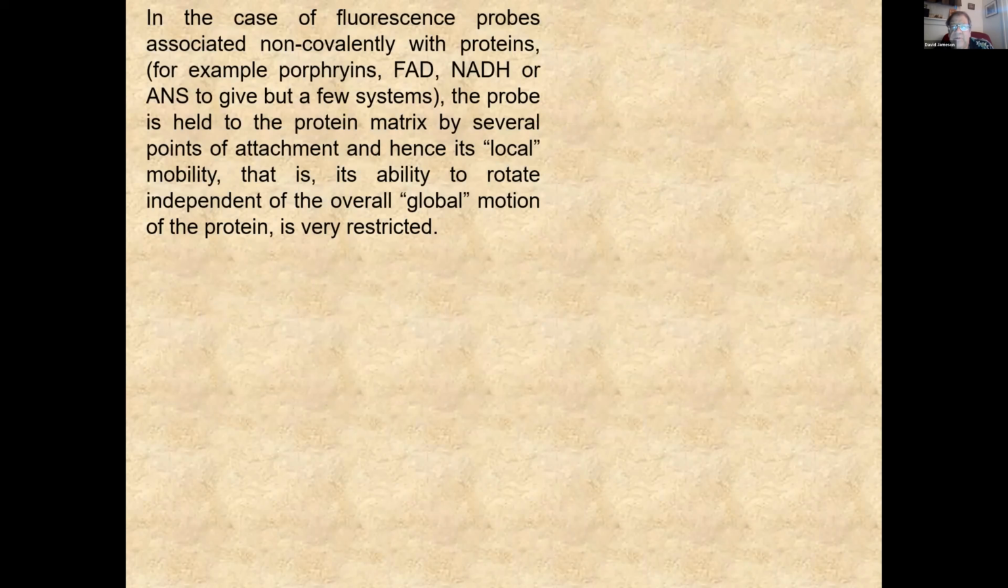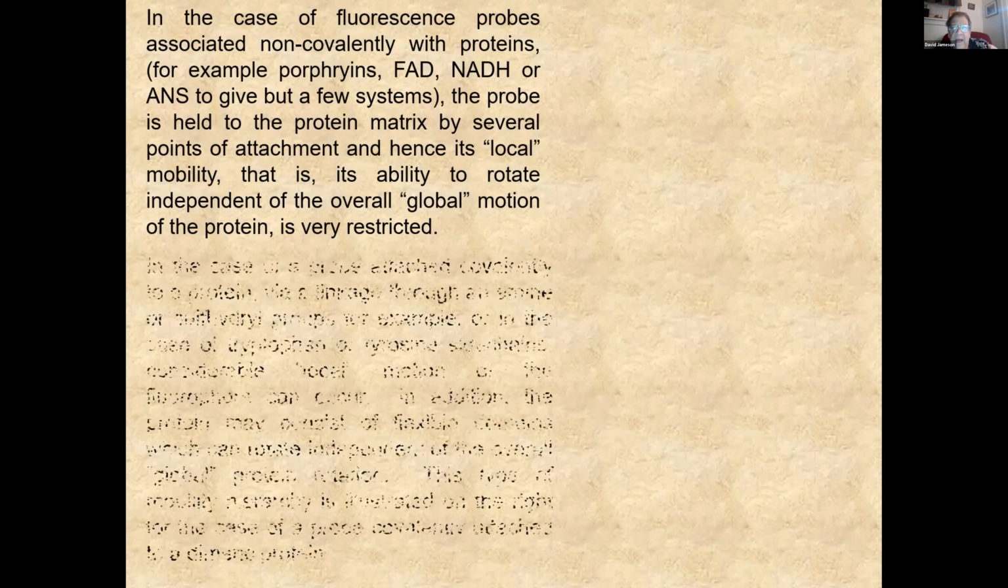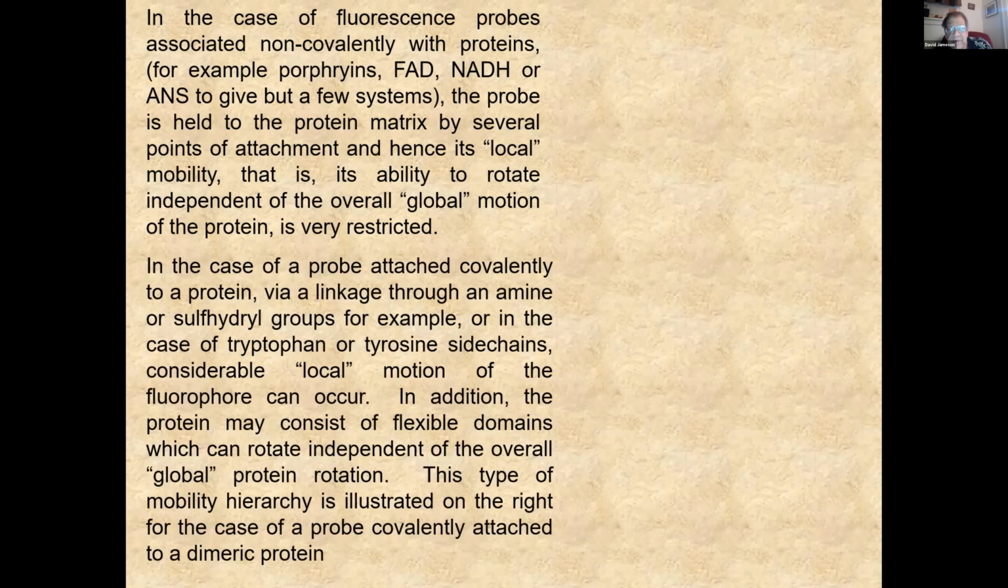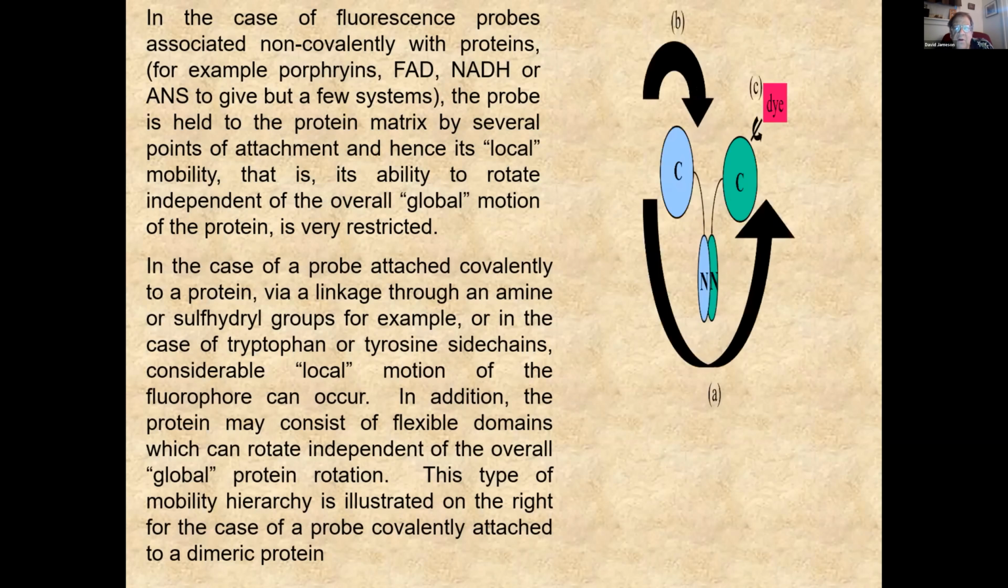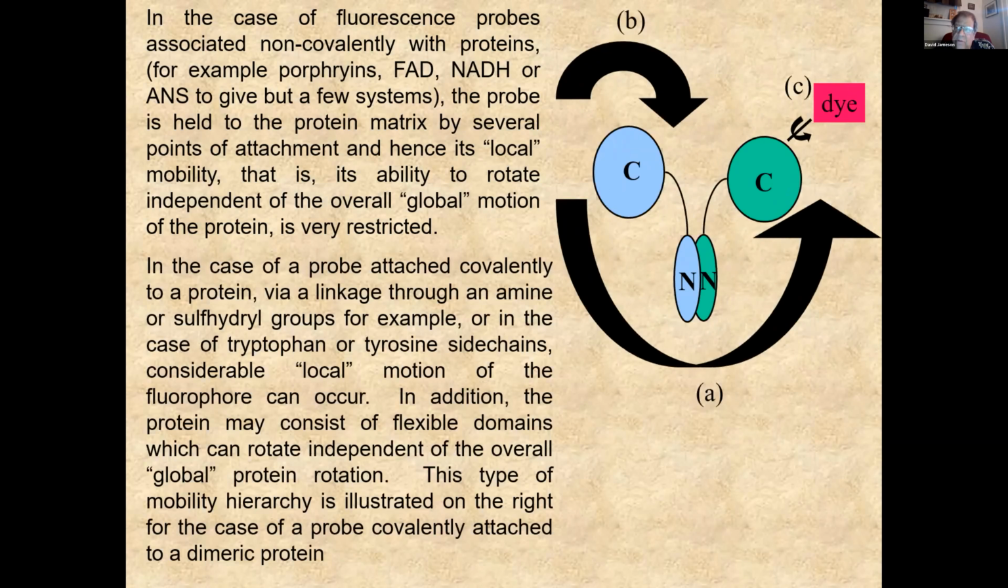Now, in the case of fluorescent probes associated non-covalently to a protein, like porphyrins, FAD, NADH, ANS, we'll talk about more, to associate with any appreciable binding energy, the probe has to be held by several points of attachment. This means there's no local mobility. Basically, any rotation you see corresponds to the global rotation of the protein. Now, if it's attached covalently via linkage with amine or sulfhydryl groups, or even tryptophan or tyrosine as a local fluorophore, you get local mobility. Things can rotate around the point of attachment.